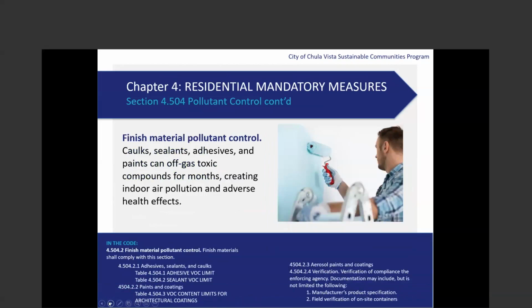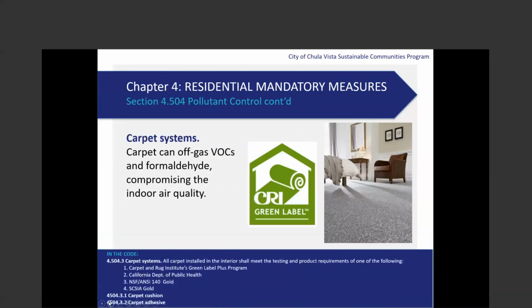Now we're going to look at paints, sealants, caulks, and adhesives, which can off-gas volatile organic compounds, or VOCs, for many months after application. CALGreen places limits on the VOC content for these materials depending on their type and its use. Most paints can be easily found with no VOCs or low VOC these days, so there's really no reason to poison your home or your client's home with these chemicals.